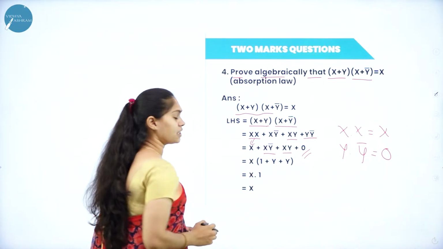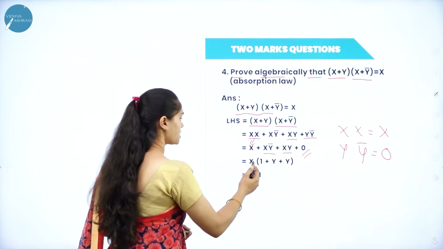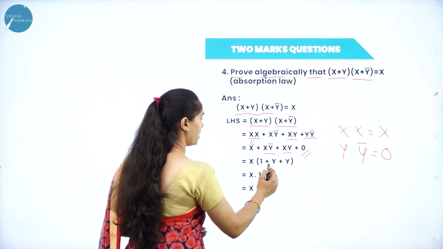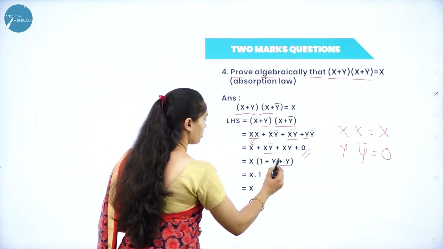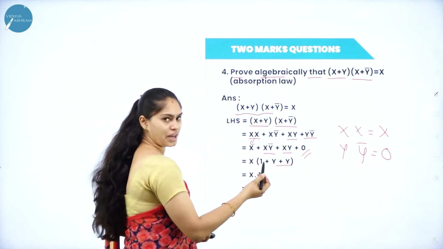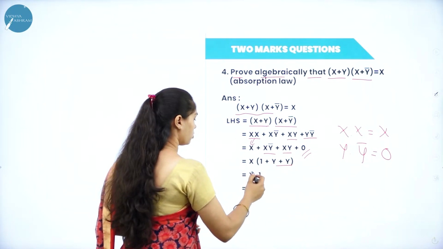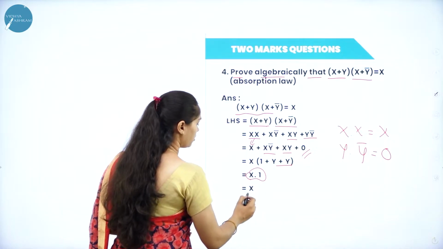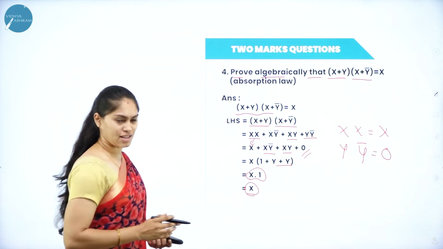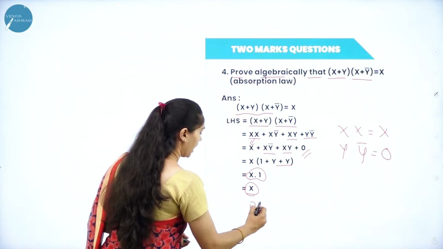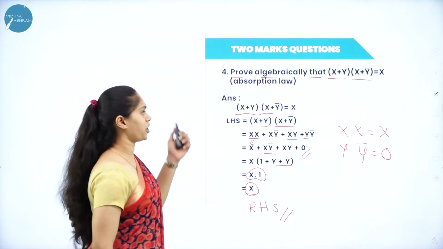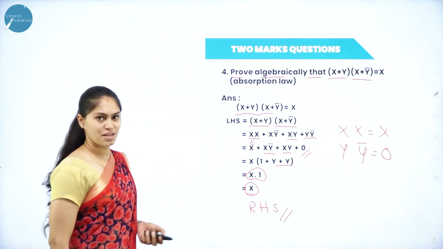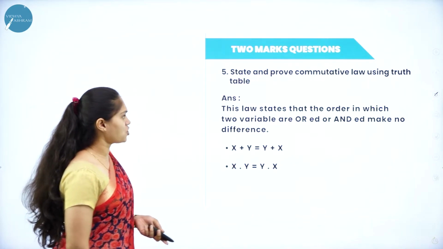Then I am going to take the common factor as x. So x into 1 plus y bar plus y here. As we all know, y plus y bar is equal to 1 only. So then x dot 1 is going to give us x. So we have proved that LHS is equal to RHS. This is how we are going to solve this from a Boolean algebra expression. We'll see the next question.